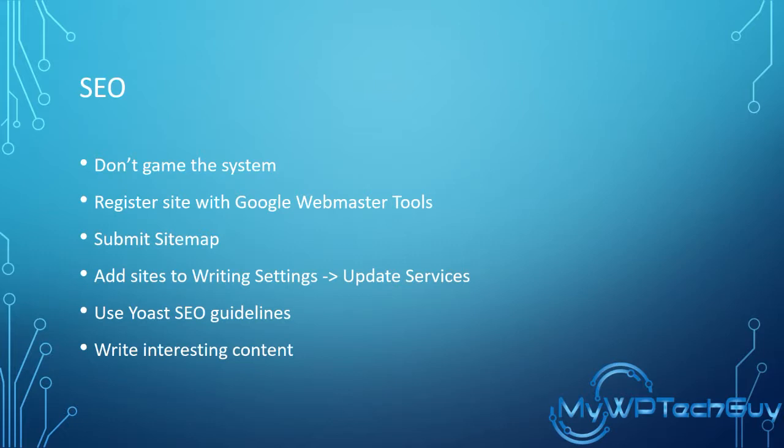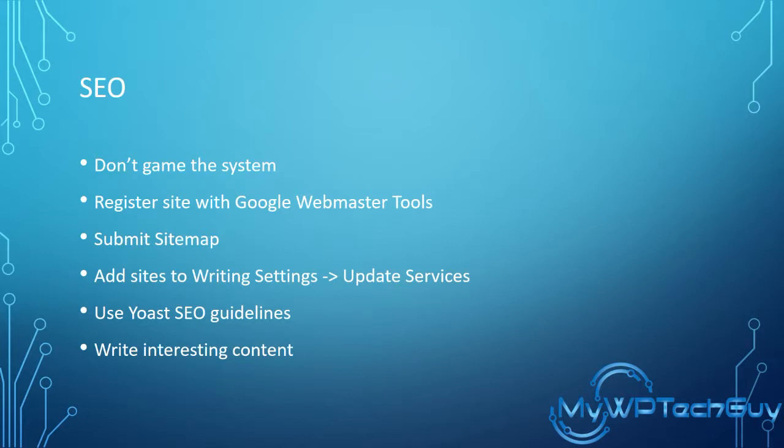Write interesting content. Write content people want to read. Don't game the system. It's that simple. Now, some ways to optimize your SEO without gaming the system is obviously you're going to want to register with Google Webmaster Tools, and you're going to want to submit a sitemap. This will register your entire site with it.